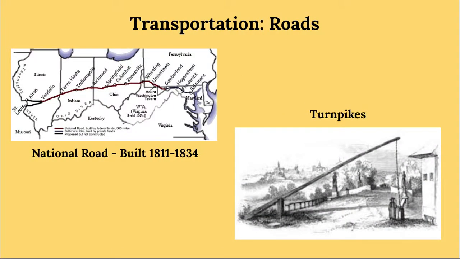Transportation roads also improved. There was a national road built 1811 to 1834 that allowed people to move to the west more easily through the mountains. You can see a map of that there. Also, things like turnpikes started to come on the scene, and they worked essentially the way they work today. Of course, it was a wagon approaching, not a car, but the gate would be down, and you would have to pay someone money, and then they would lift the gate up and let you pass. And that money is used to improve roads by doing things like cutting logs and laying them so you're not traveling through thick mud, things like that.